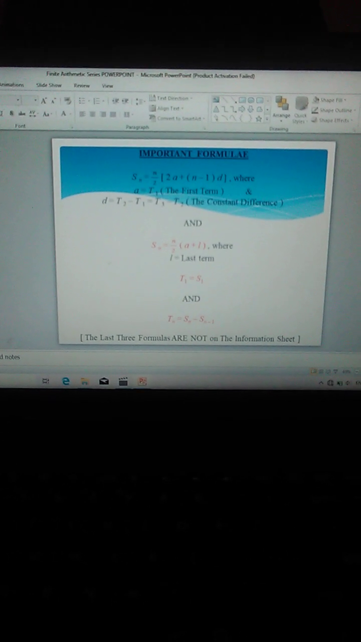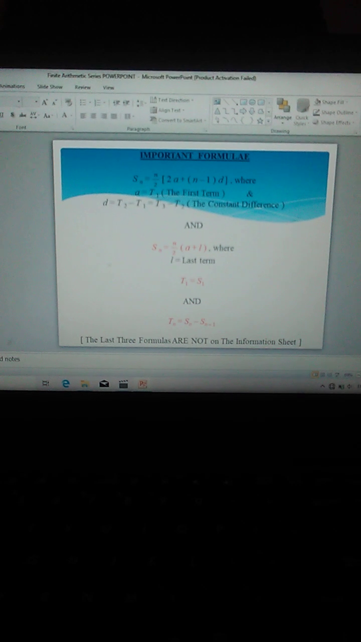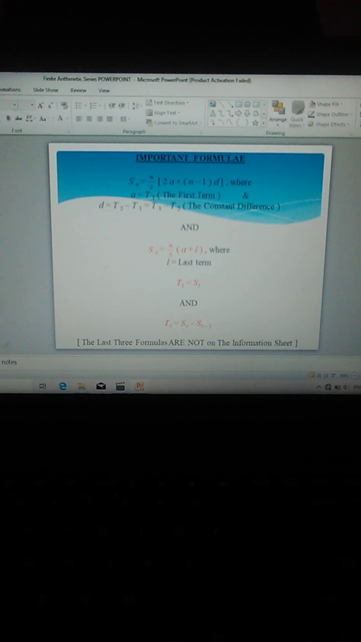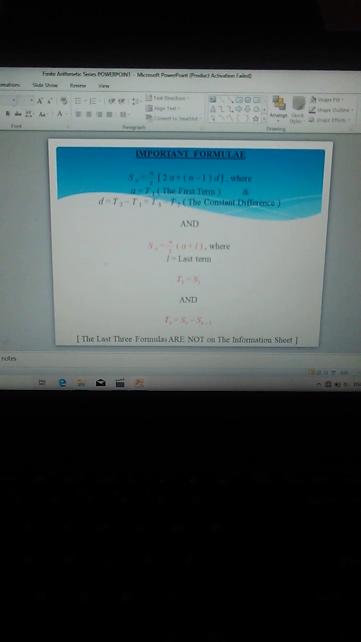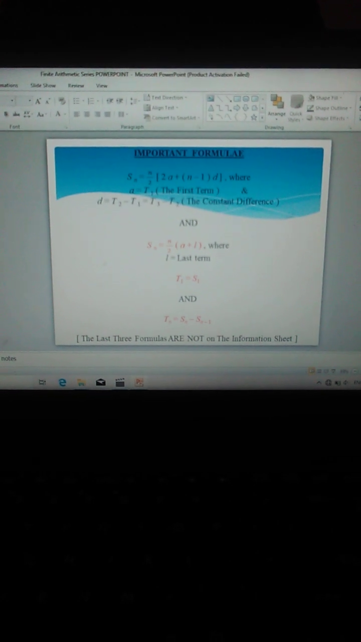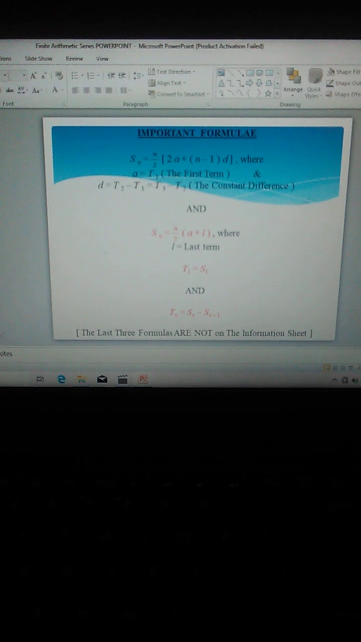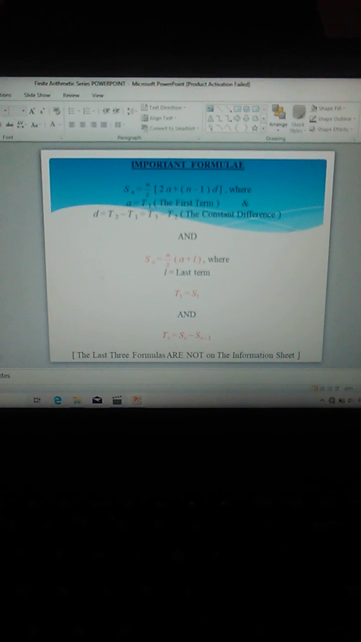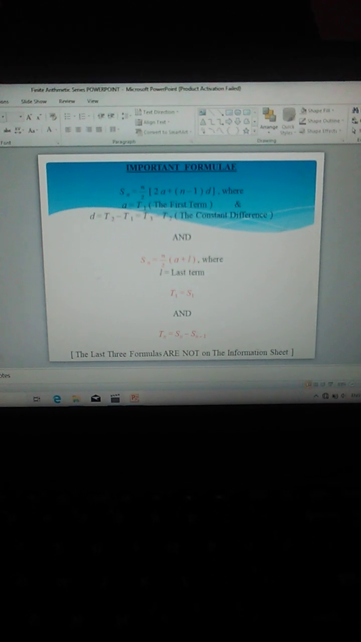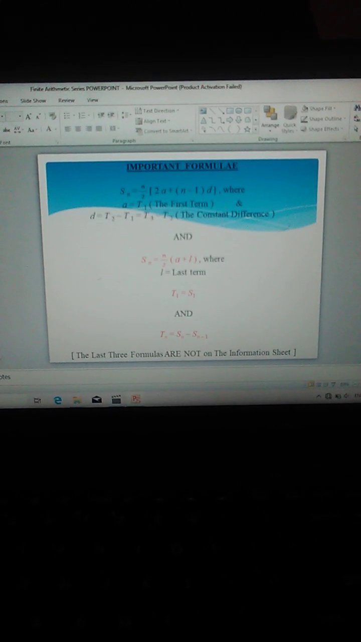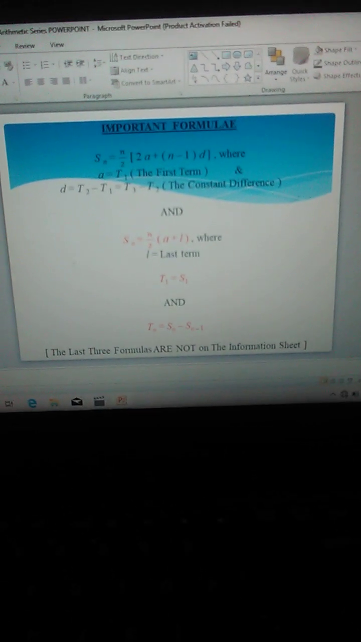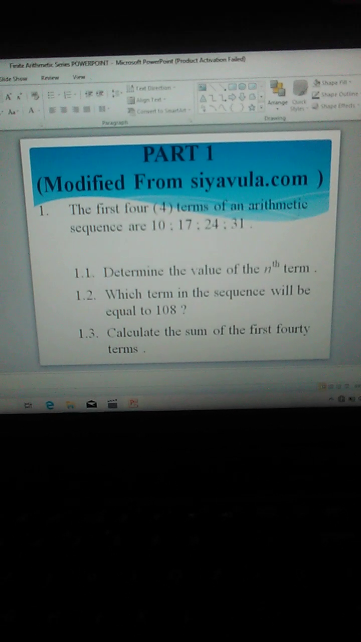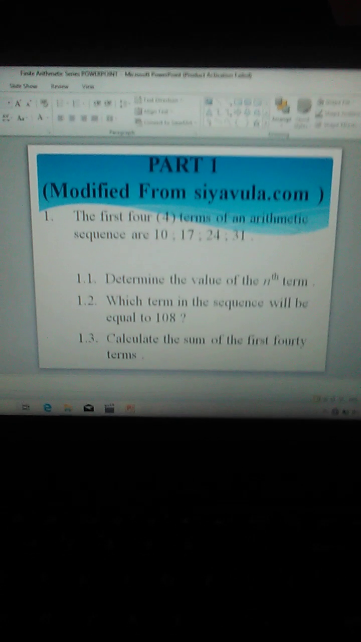And here is some information that you need to remember. The first term is the same as the first series: T1 is equal to S1. And the last formula is, if you're looking for Tn and you are given the formula for the series, Tn is equal to Sn minus Sn minus 1. So for example, if you are asked to calculate T4 and you are given the formula for the series, T4 is equal to S4 minus S3. These are just what we'll be doing for now. So I'm going to give you time.